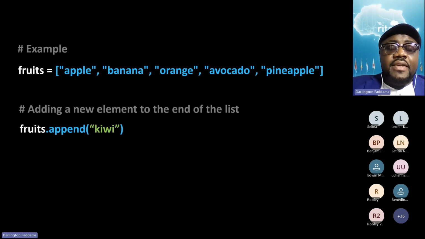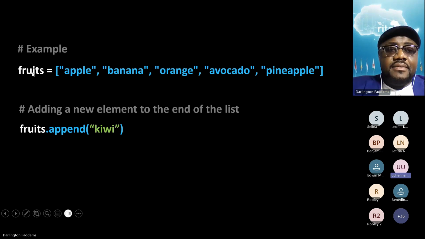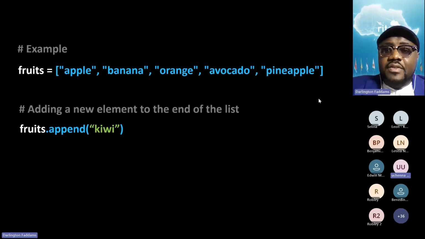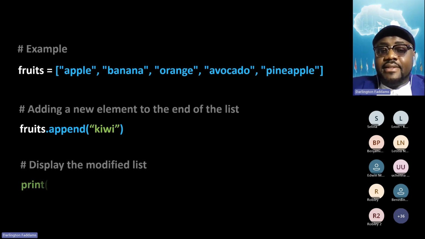All right. So if you say fruits, which is the name of the list, and you say dot append, you can append another element, and this will be added to the end of the list.